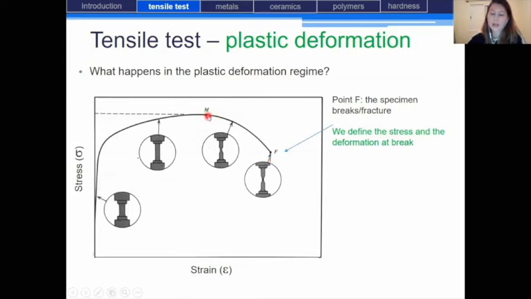And after this ultimate tensile stress, we have a decrease of the stress on this curve up to a point where the material will break. And so in order to describe the point at which the material breaks, we define the stress and deformation at break. So the stress is written on the y-axis, while the strain at break is determined on the x-axis.